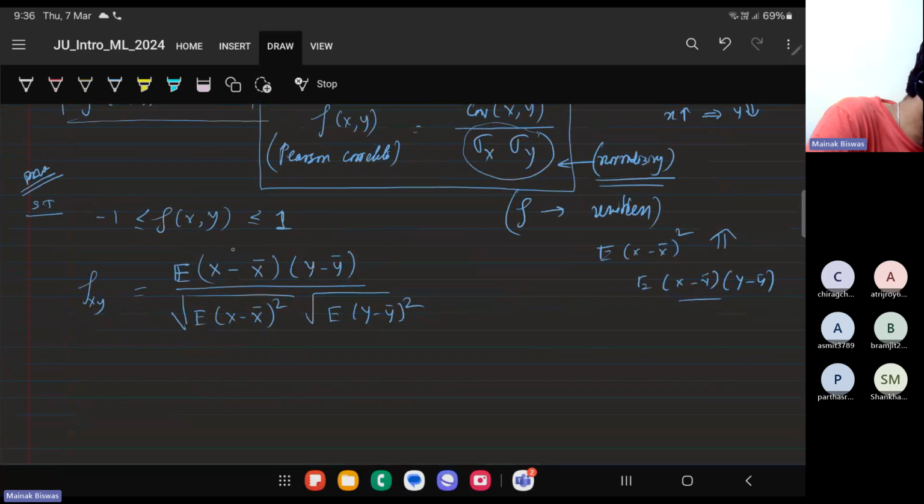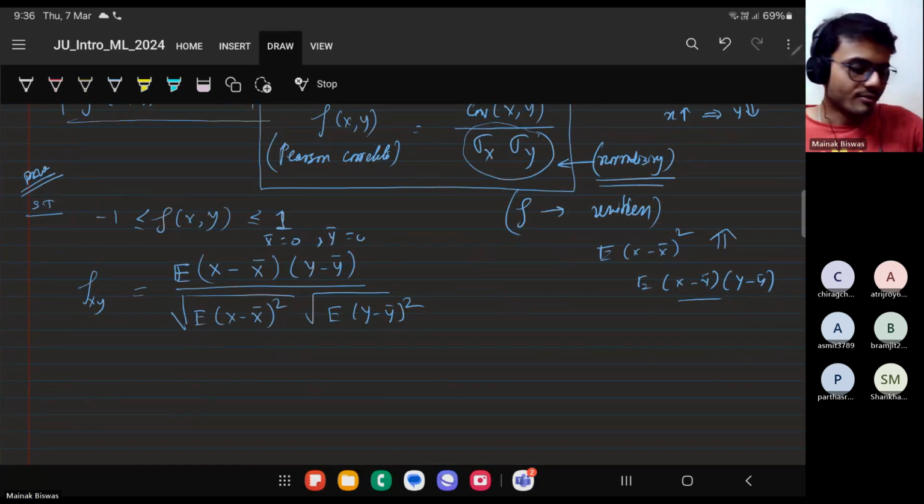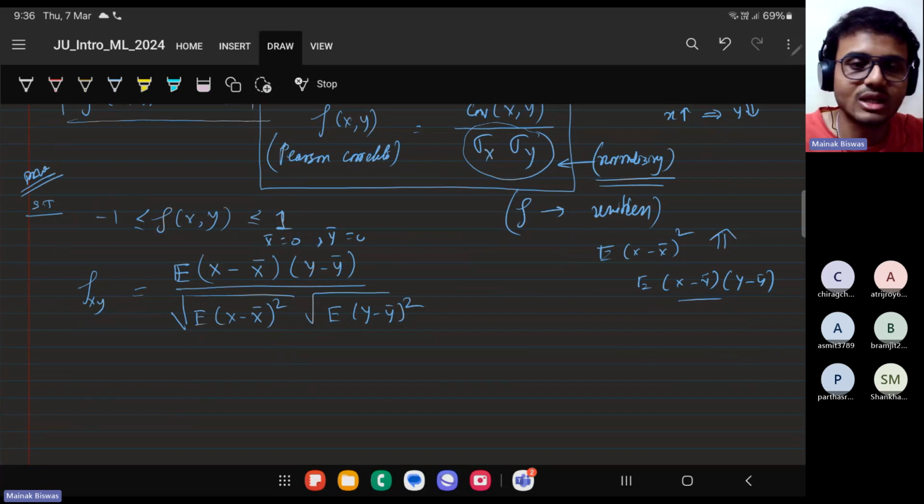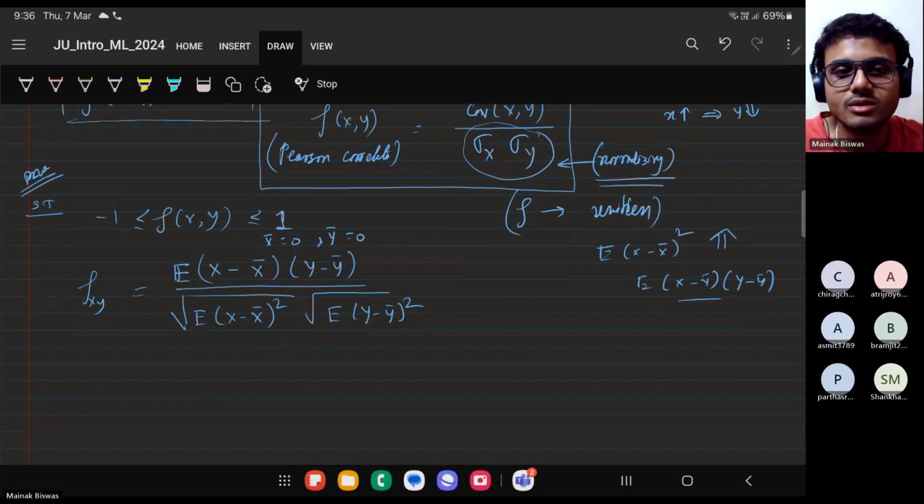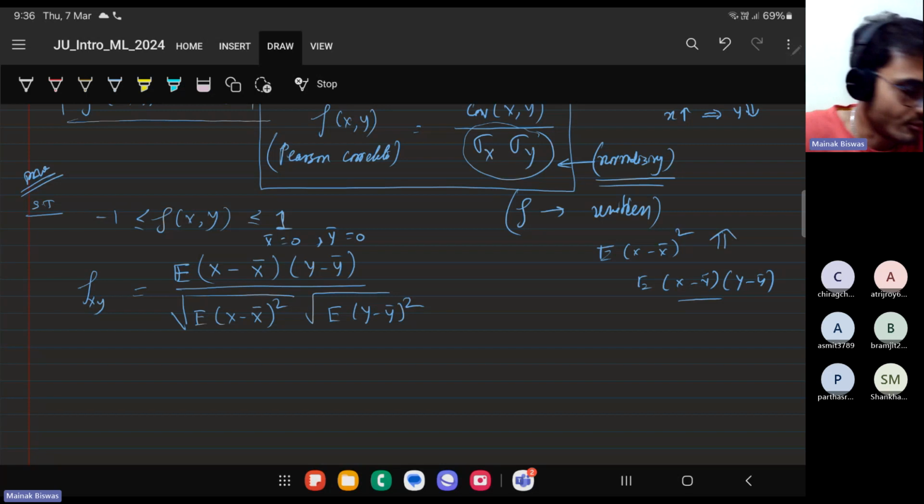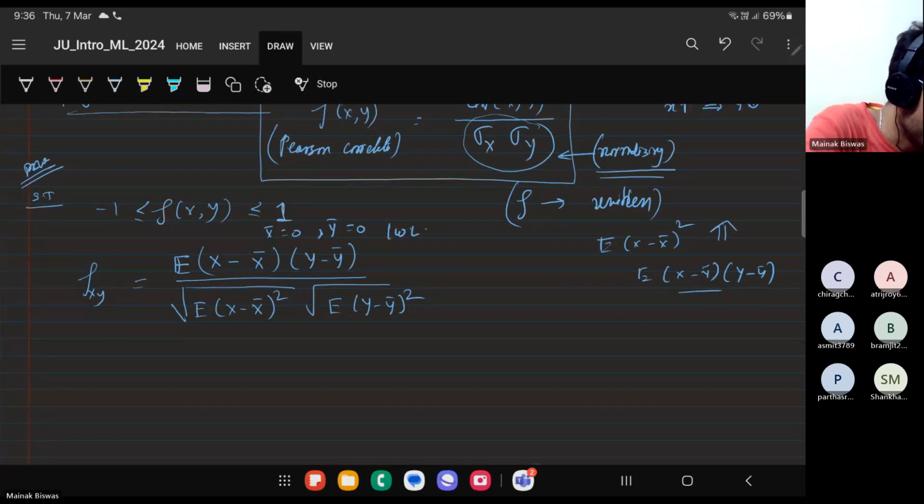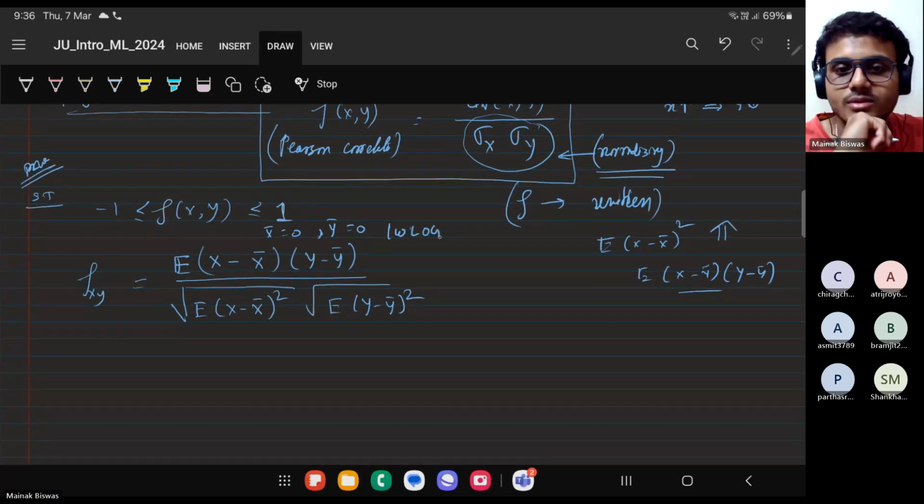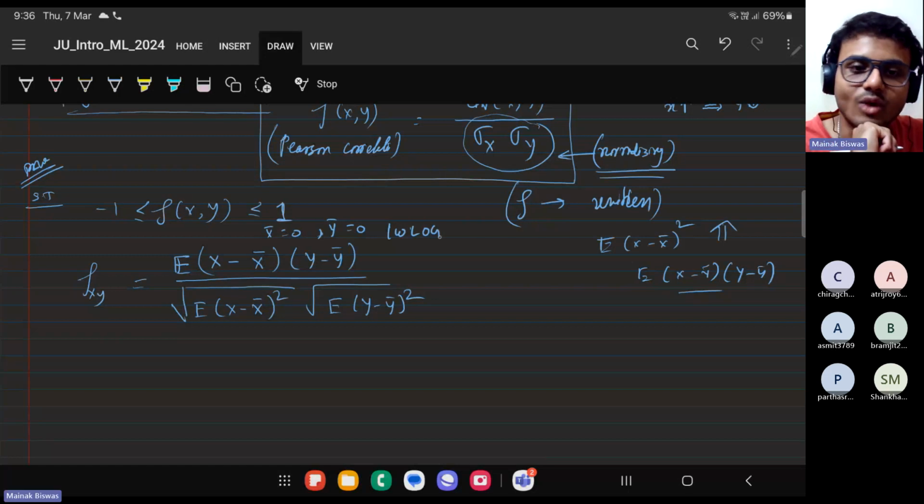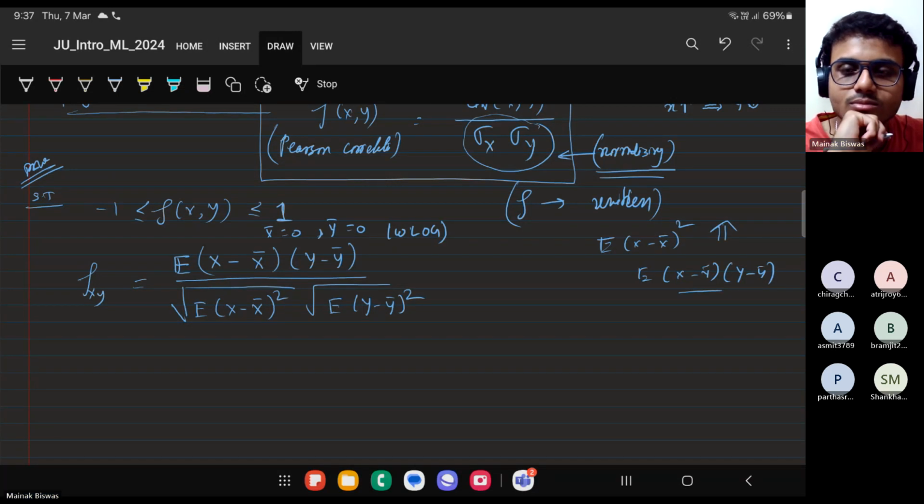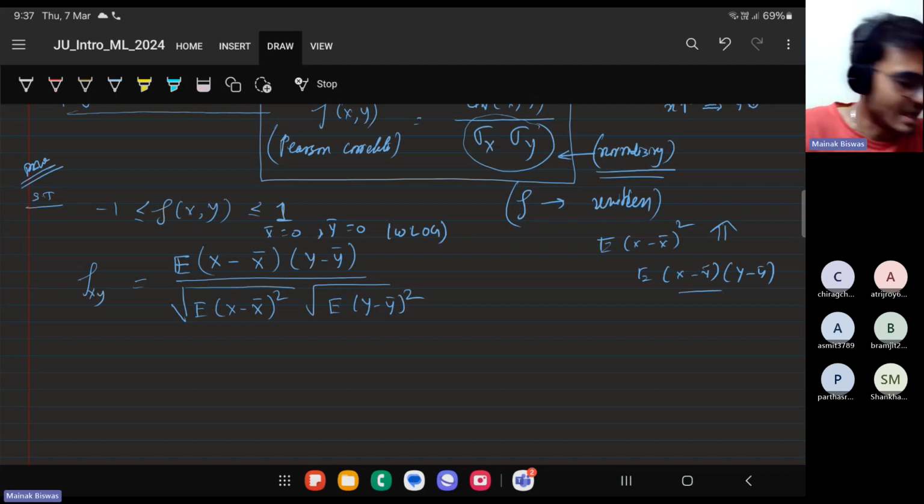Anyways, let us think that x cap is 0 and y cap is 0, without loss of generality. Why is it without loss of generality? Can anyone tell me? Say if your y cap was not equal to 0, how can I make x cap equal to 0? What is x hat? X hat is the expected value of x, yes or no?